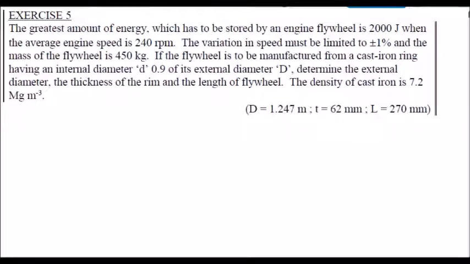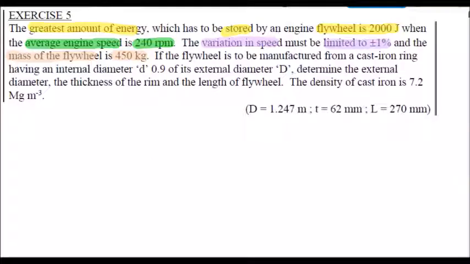So exercise 5, let's read it through. The greatest amount of energy which has to be stored by an engine flywheel is 2,000 joules, so that's our delta E straight away. The average engine speed is 240 RPM. The variation in speed has to be limited to plus or minus 1% in this case. And the mass of the flywheel is 450 kilograms.